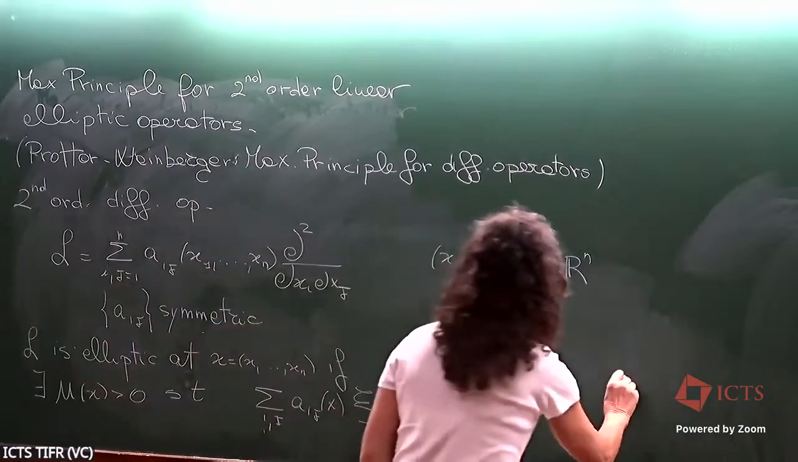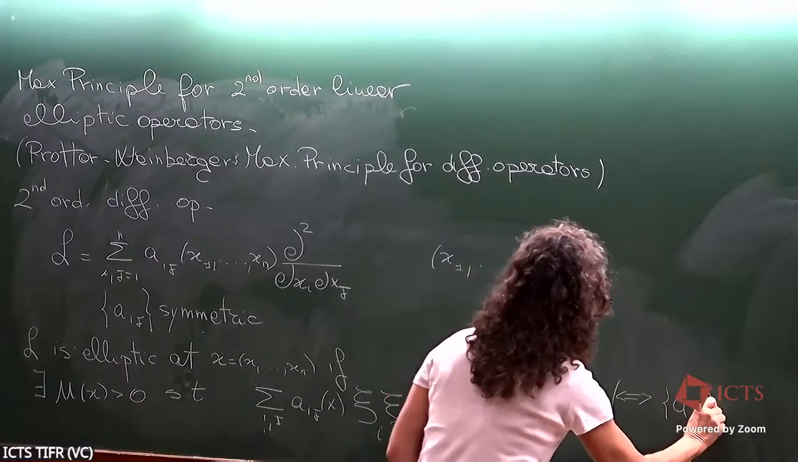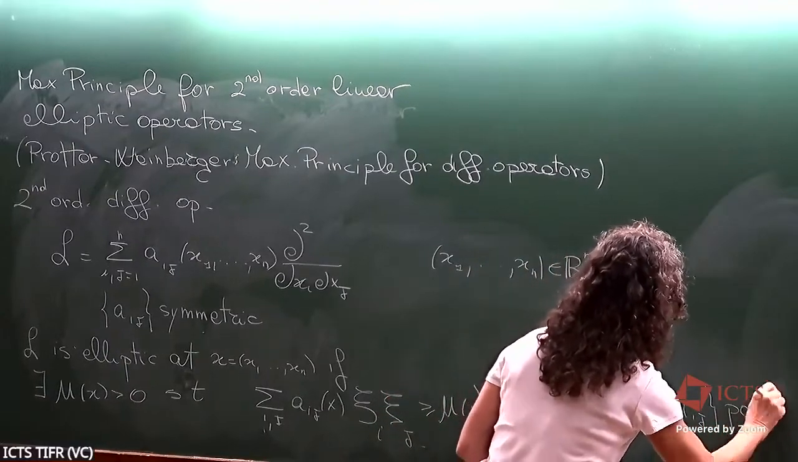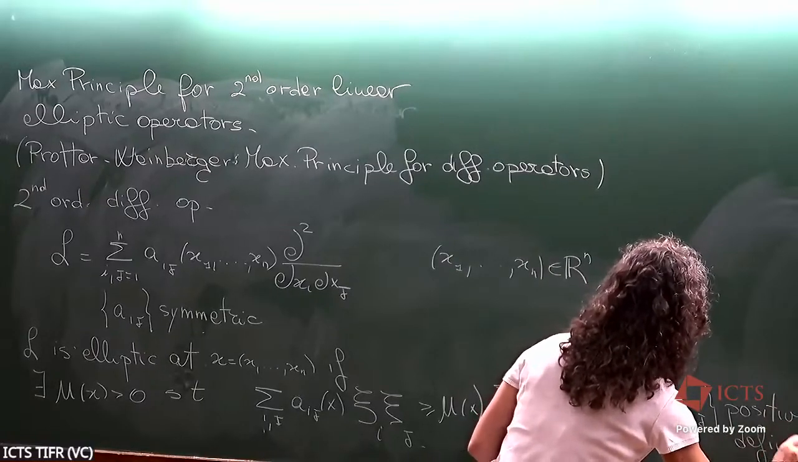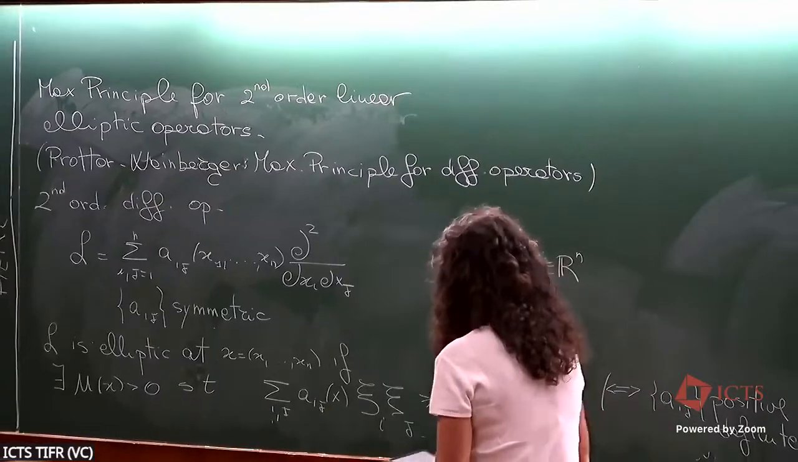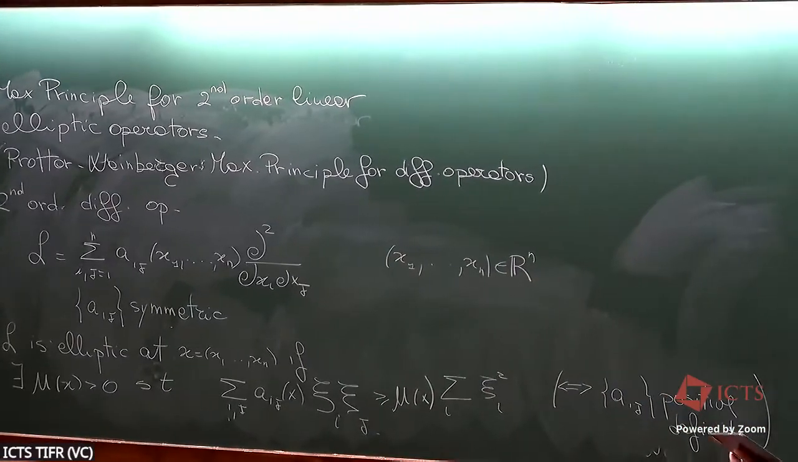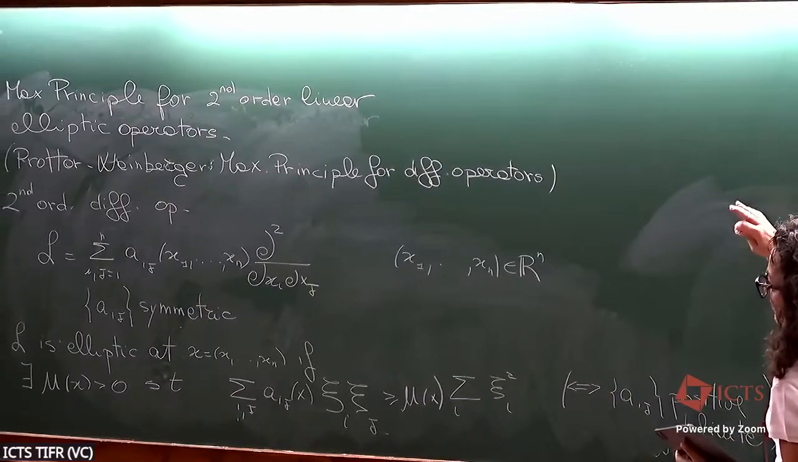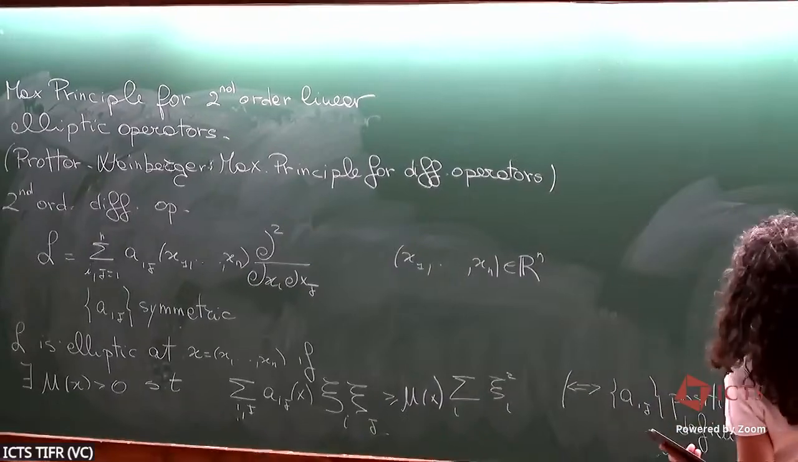That's a_ij is positive definite. But this way of writing is useful for us. And then, of course, as usual, L is elliptic in omega if this holds for any x.